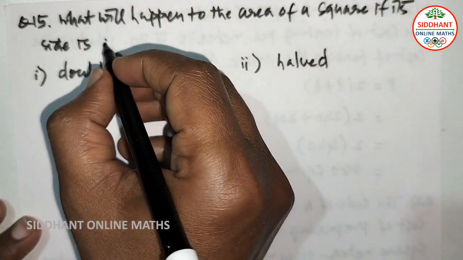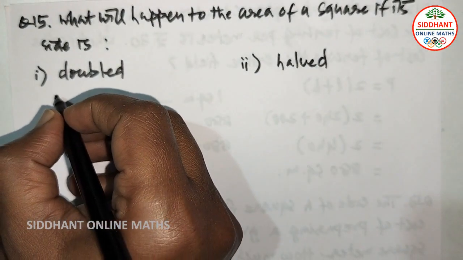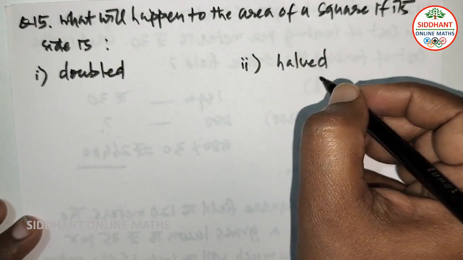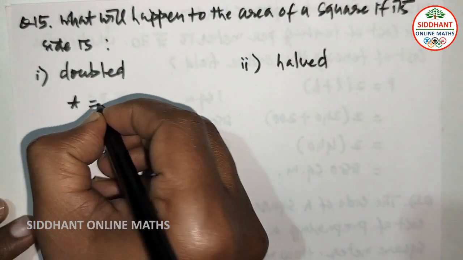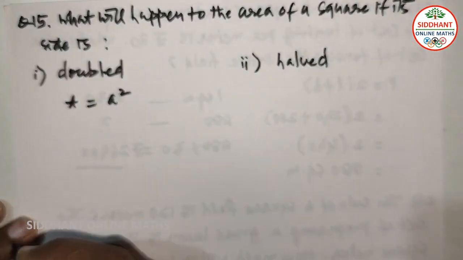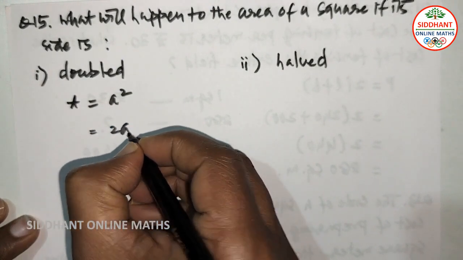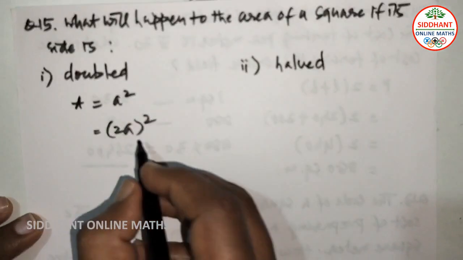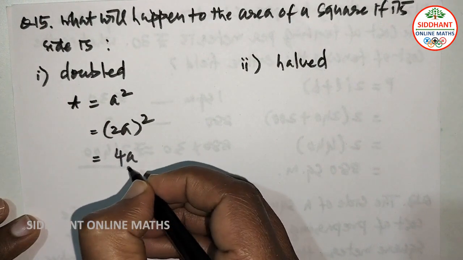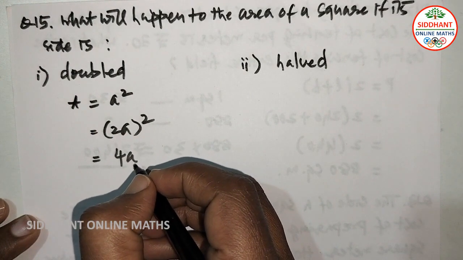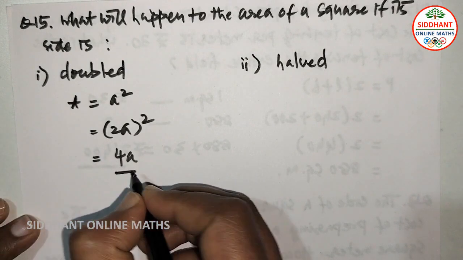Question number 15. What will happen to the area of a square if its side is doubled, and second, if it is halved? So area of a square, we know, is side square. So if the side is doubled, that means A will become 2A, then it will become 2A whole square. So that will become 4A. So this means the area increases by 4 times.